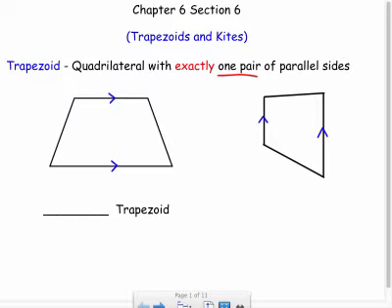I've got one on the left here and one on the right. The one on the left is a little bit different. This is a special trapezoid because these two legs right here are congruent. When two sides are congruent, just like a triangle, it's called isosceles. So this would be an isosceles trapezoid.